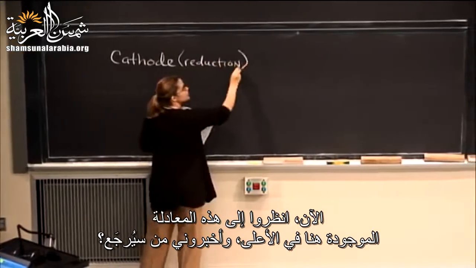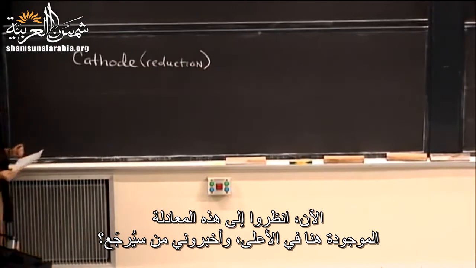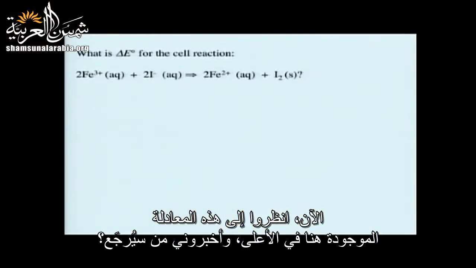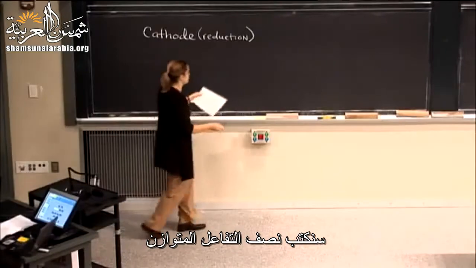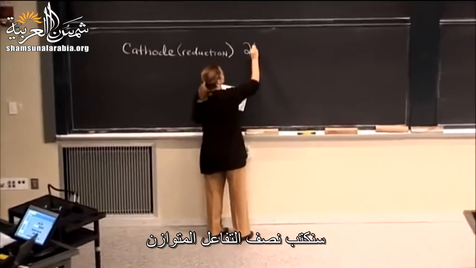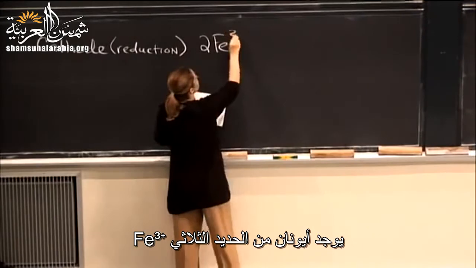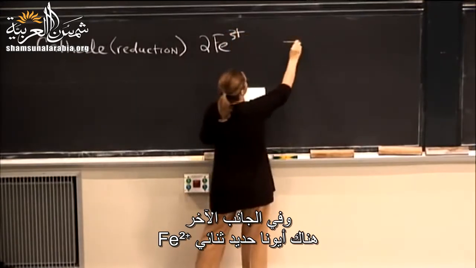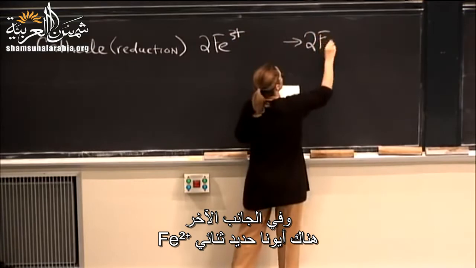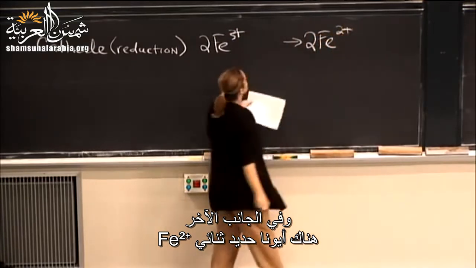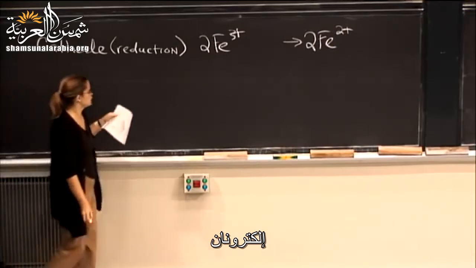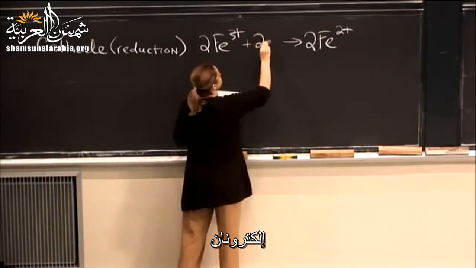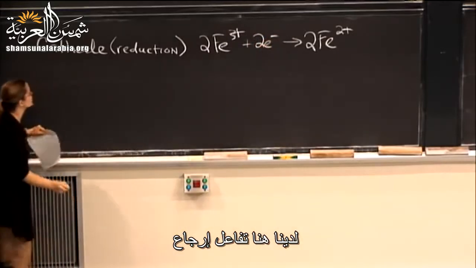Now look at that equation up there and tell me what is being reduced, which element is being reduced in that equation. The iron is being reduced. So we're going to write the half reaction that's balanced. There were two Fe3+ on one side, and on the other side, there are two Fe2+. And how many electrons am I talking about here? Two electrons. So we have the reduction reaction.